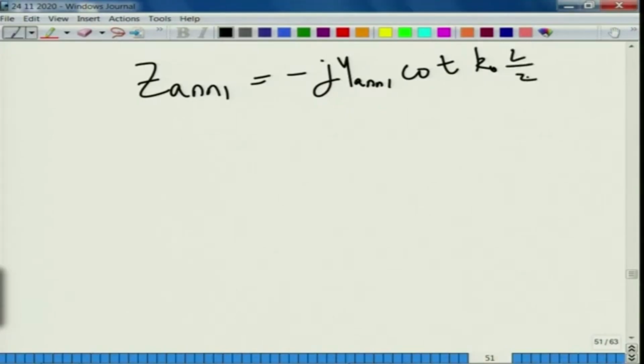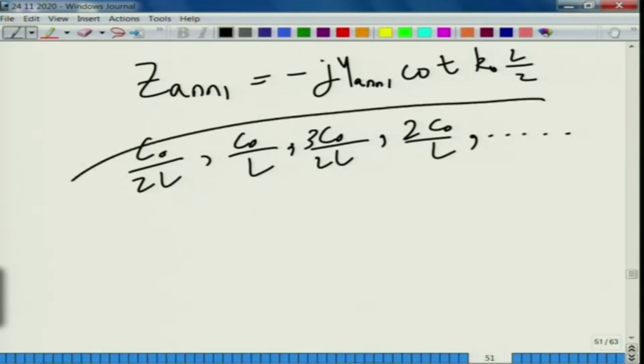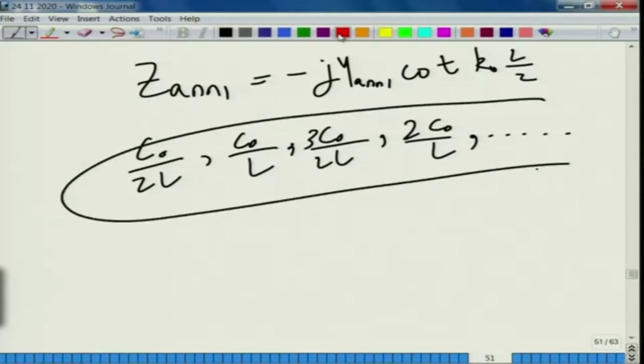So, we get this, and let us also recall the troughs of the chamber, that is the resonance frequencies of the chamber, which are C naught by 2L, C naught by L, 3 by 2 C naught by L, and 2 C naught by L, and so on. So, now these are the things. Hopefully we have already taken care of this and this.